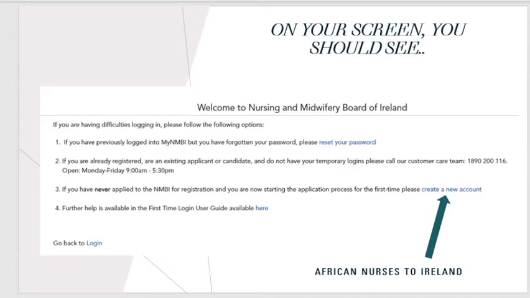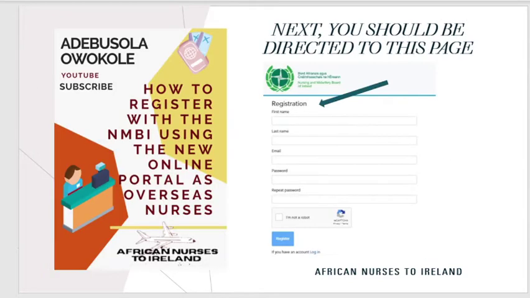Then you should see something like this: Welcome to Nursing and Midwifery Board of Ireland. And if you're having difficulties logging in, please follow the following instructions. Now you go into option 3 if you never applied to the NMBI for registration and you are now starting the application process for the first time. Please create a new account. So you need to click on that, shown by the blue arrow. Click on create a new account. Once you click on that, it will redirect you to a page like this.